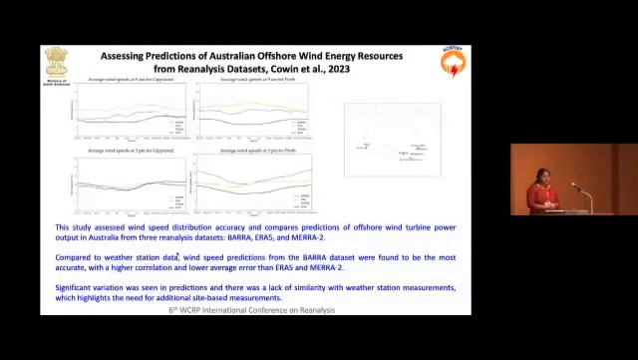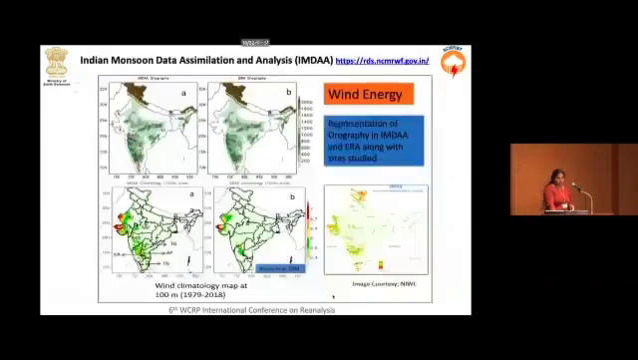Similarly, there is the study assessing the predictions of Australian offshore wind energy resources from reanalysis data sets by Covin et al. 2023. They also used some observation sites, assessed the wind speed distribution and accuracy, and compared the predictions of offshore wind turbine power output in Australia from three reanalysis data sets: BARRA, ERA5 and MERRA-2. They also found that the regional reanalysis performs better than the global reanalysis, particularly for offshore wind energy applications. But significant variation was seen in prediction, and there was a lack of similarity with weather station measurements, which highlights the need for additional observation site-based measurements to verify the performance of the regional or global reanalysis data sets.